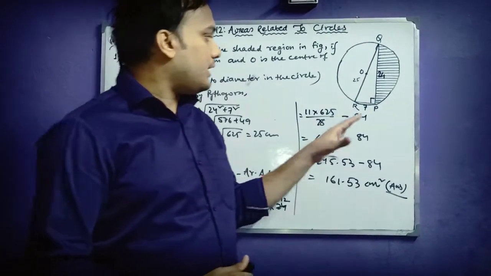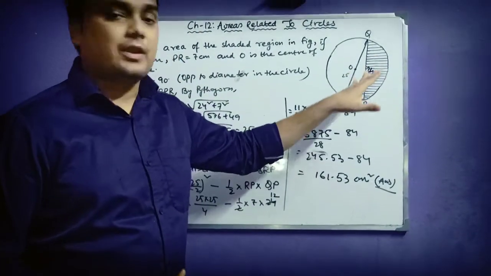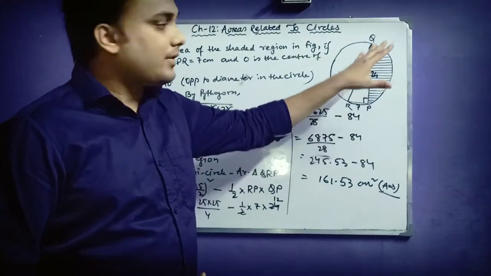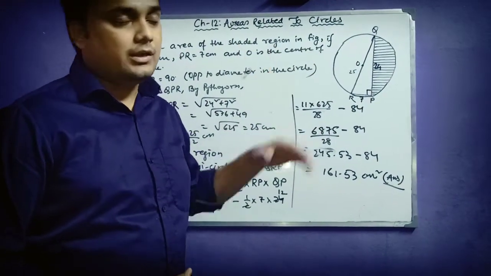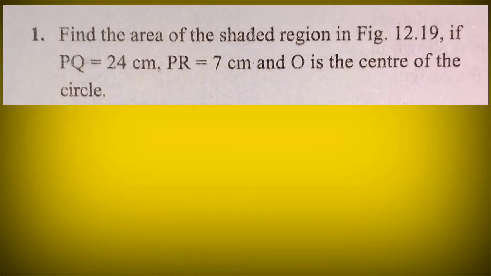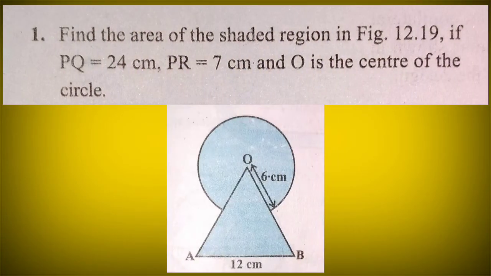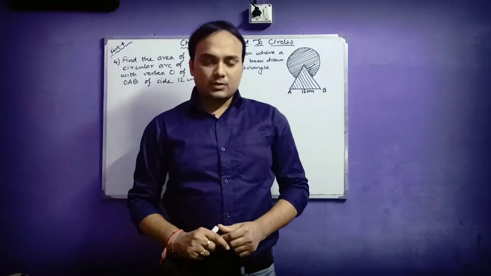So we got the area of the shaded region here just by subtracting the area of this right angle triangle from the area of the semicircle. Let us move on to our next question.